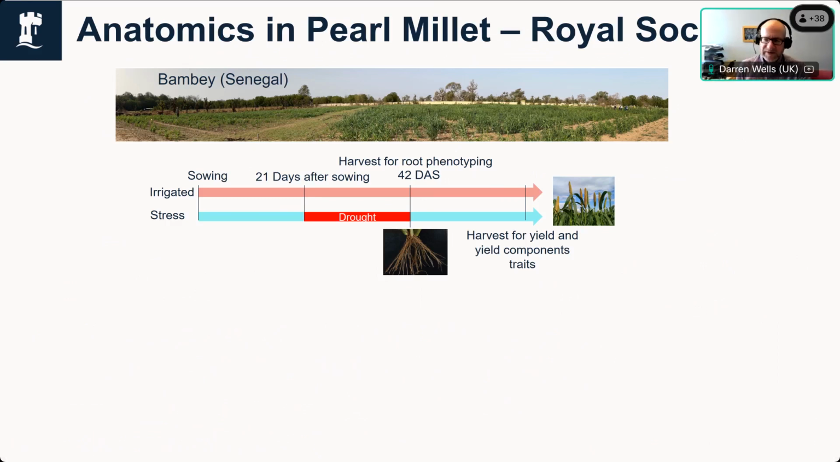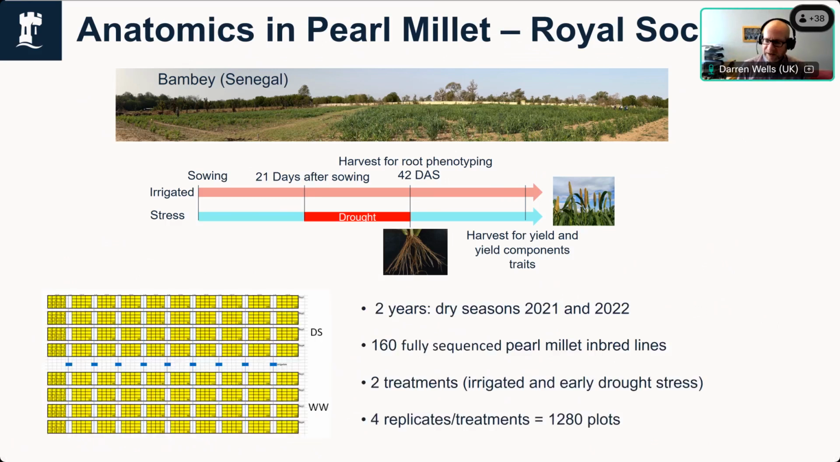Then we let the rest of the plots carry on until harvest, where we again phenotyped for yield and yield components. So it's a 2-year study. We lost 2020, unfortunately, again because of COVID. This time we used an expanded panel of 160 fully sequenced lines. We have our 2 treatments, we have 4 reps. So we ended up with 1,280 plots grown in the field for those 2 years.